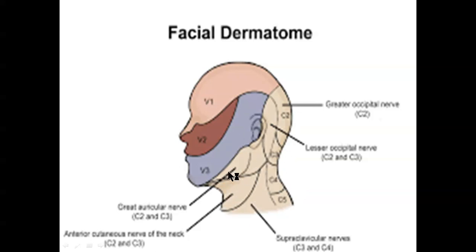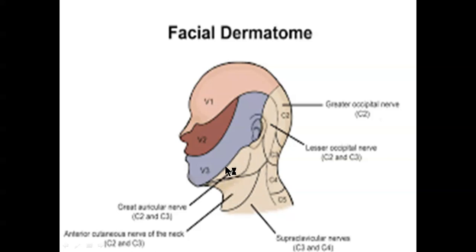So anterior rami would be from here. We can see greater auricular nerve on this area coming from C2 and C3 segment, and anterior cutaneous nerve of the neck, C2 and C3 segments, and supraclavicular nerve, C3 and C4 segment, also would be from anterior rami, since these are on the side of the neck. So this is very important.